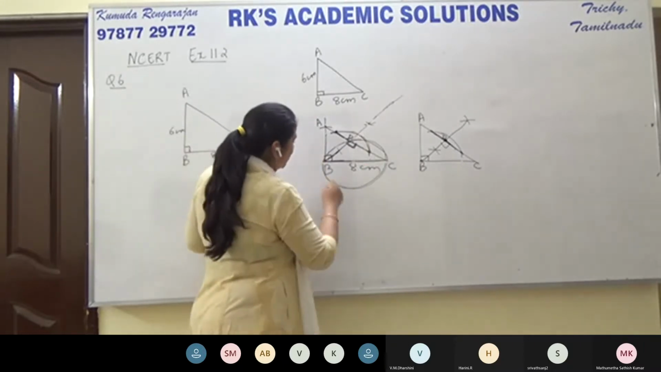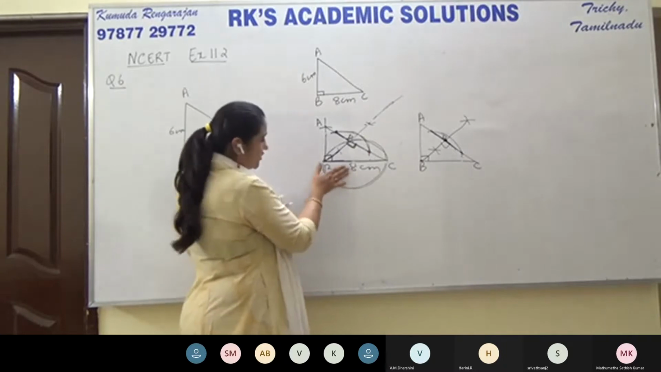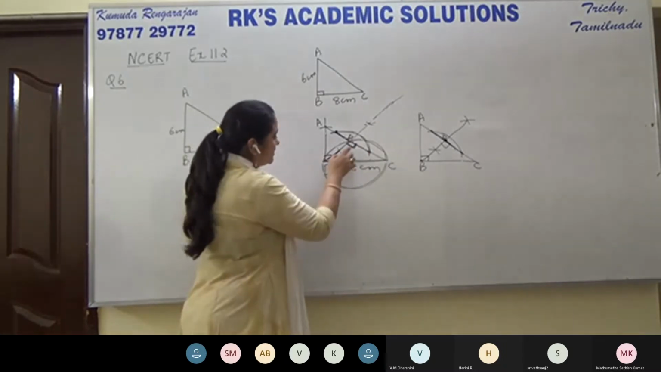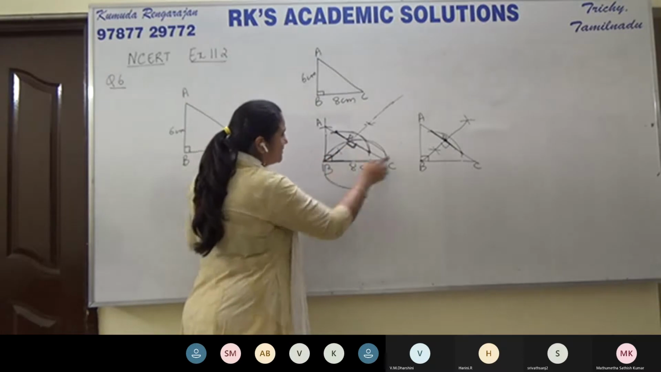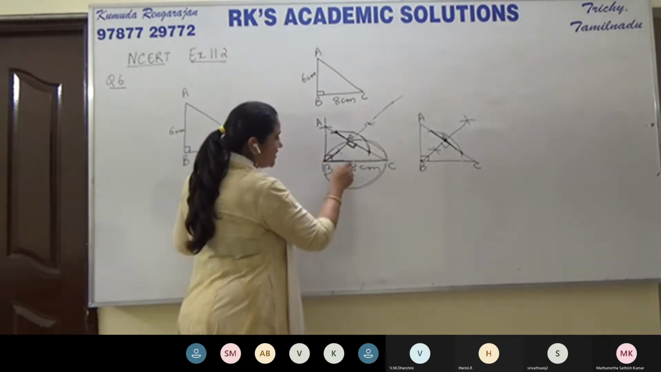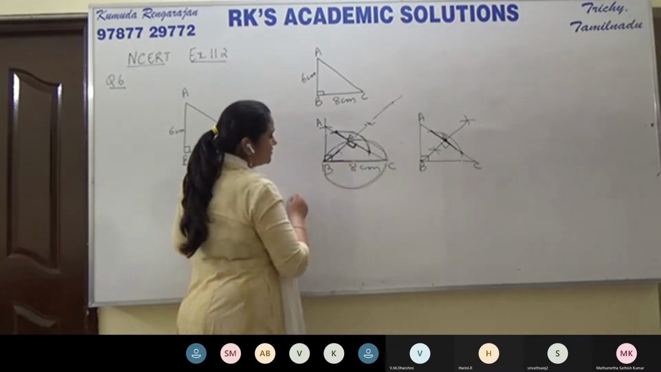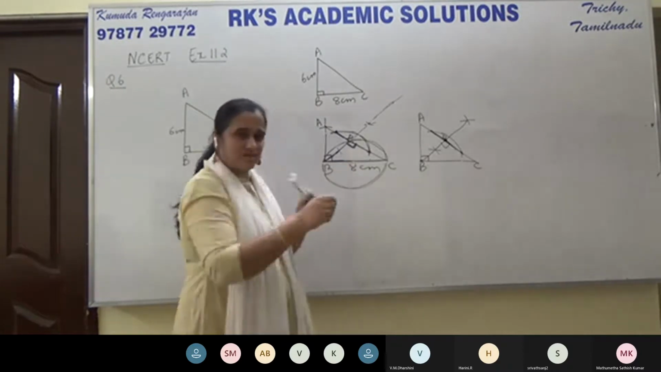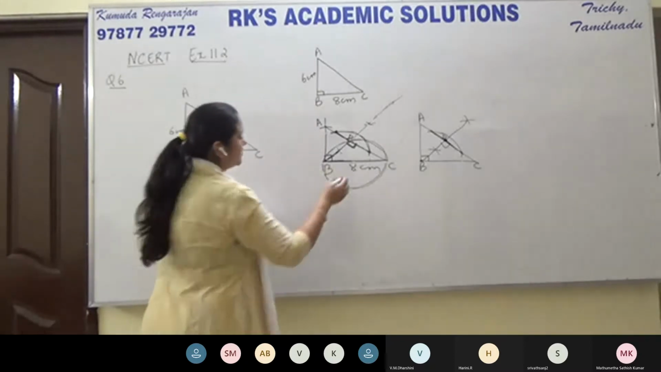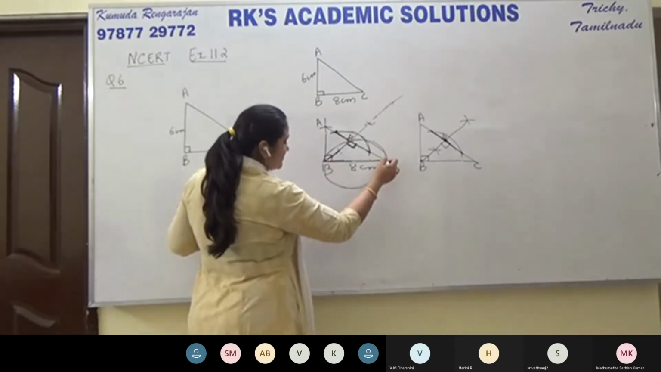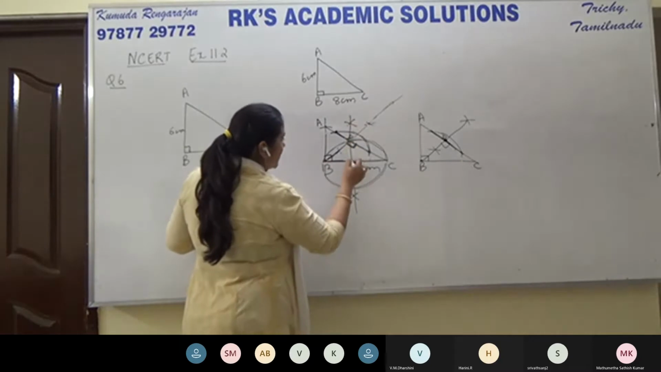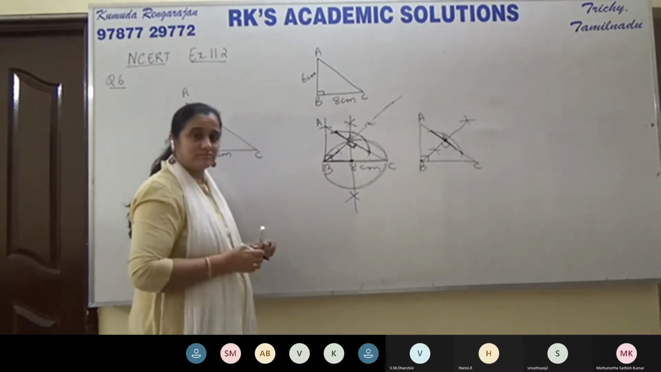If this is to be the final result, and if this is 90 degrees, then BC is the diameter. If BC is the diameter, the center lies on the diameter. Now, how do we find out the center? You cannot just take your scale and mark the midpoint. You need to take B and C as centers and draw arcs like this and find the center.